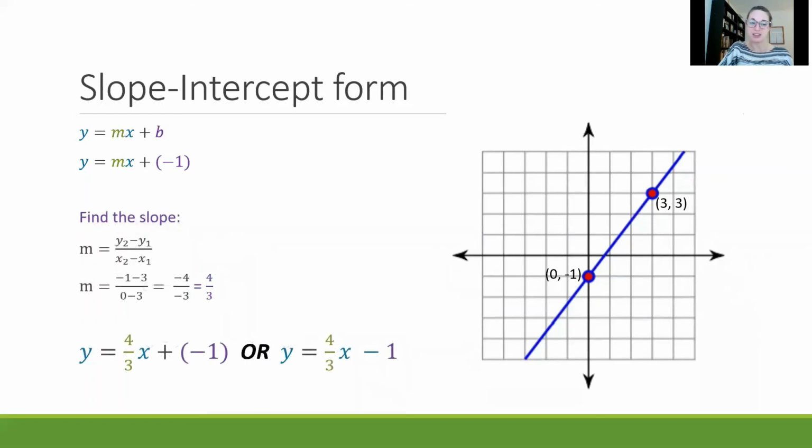Now, when we plug that in, we get y equals 4/3 times x plus -1, or we can simplify it even a bit more and say y equals 4/3 x minus 1, because plus a negative is the same as subtracting. And that would be our simplest form to get our slope-intercept form for this particular graph.